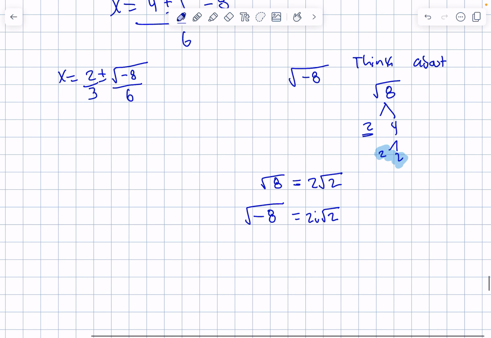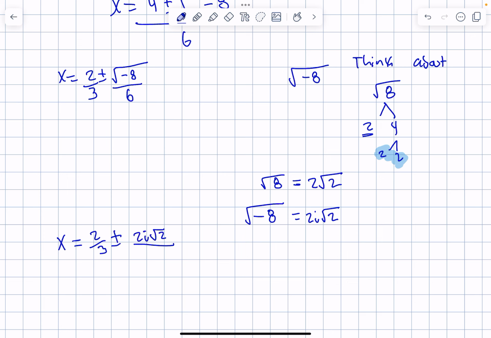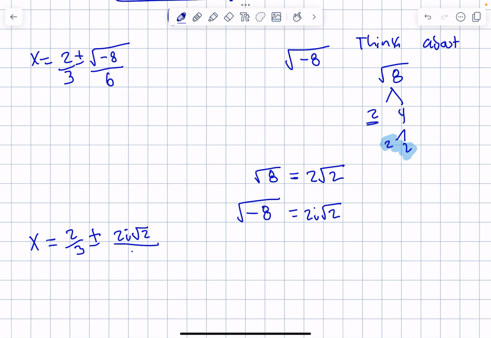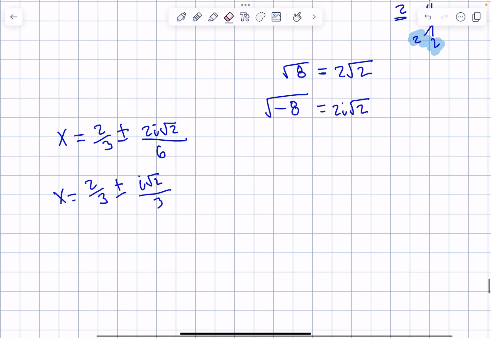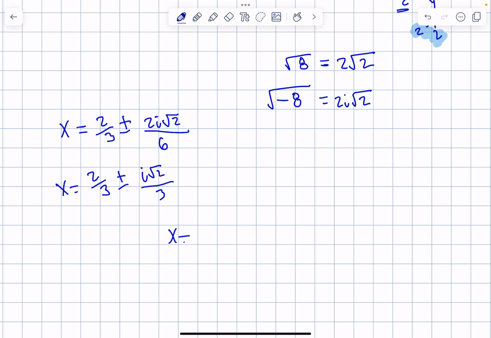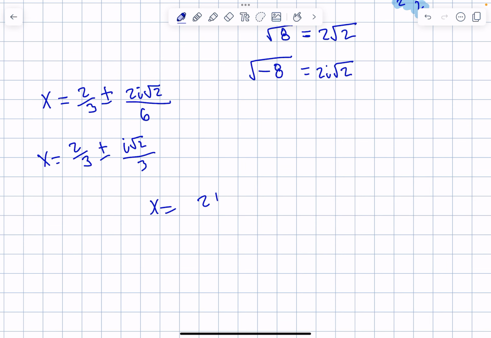Okay. So then here I'm left with x is equal to 2/3 plus and minus 2i square root of 2 all over 6. So x is equal to 2 over 3 plus and minus i square root of 2 all over 3. Right, so then you can essentially combine them up. You don't need to, but what I mean by that is that you can write them up as one single thing: 2 plus and minus i square root of 2 all over 3. Okay, these are your solutions.